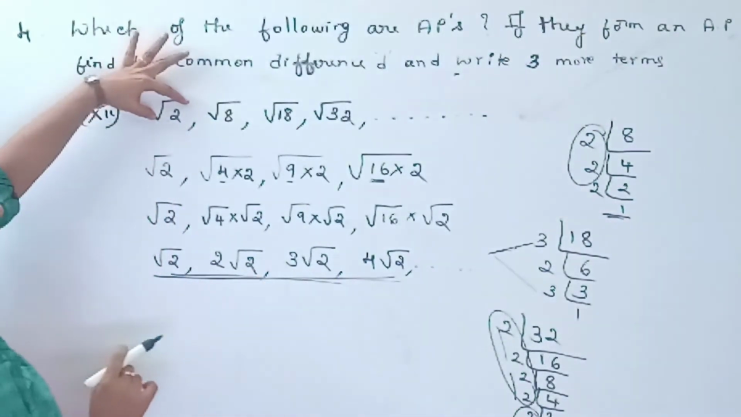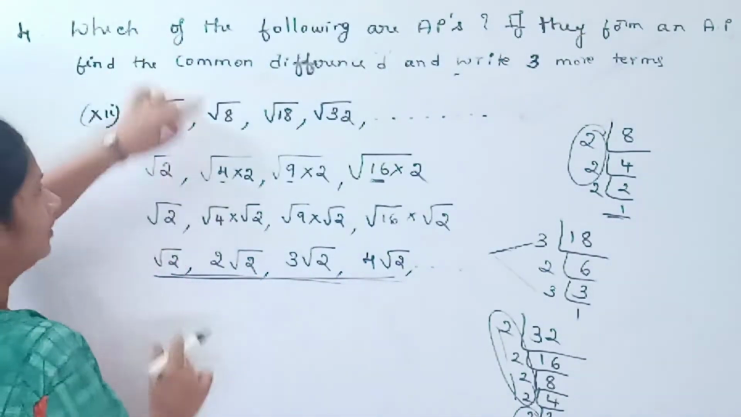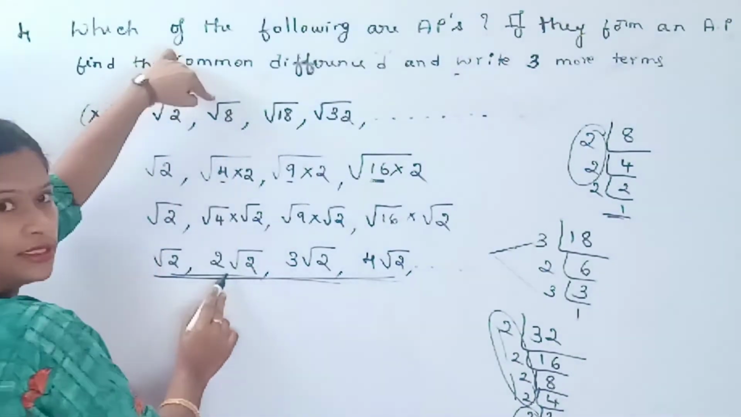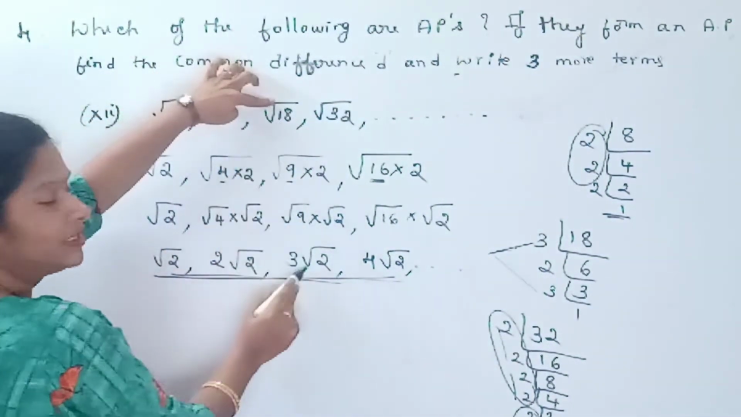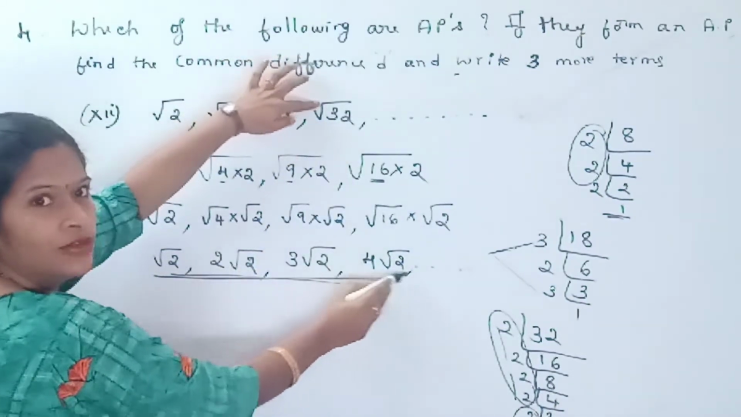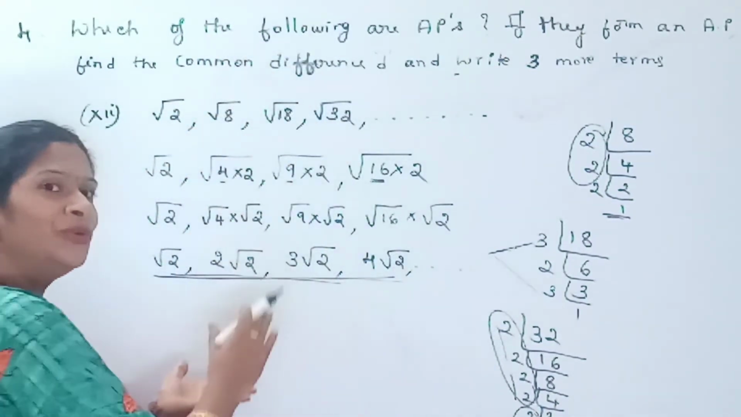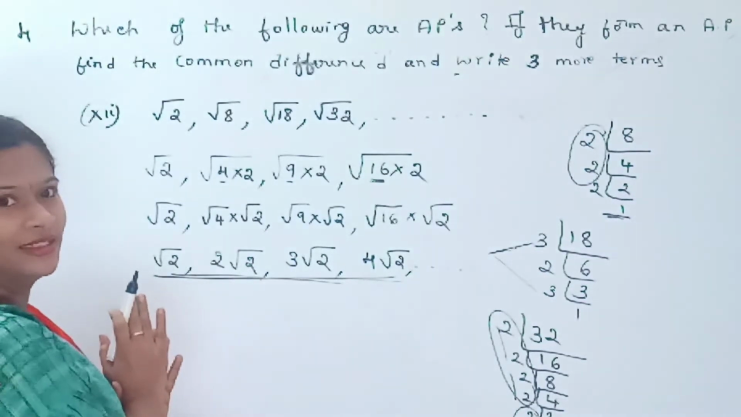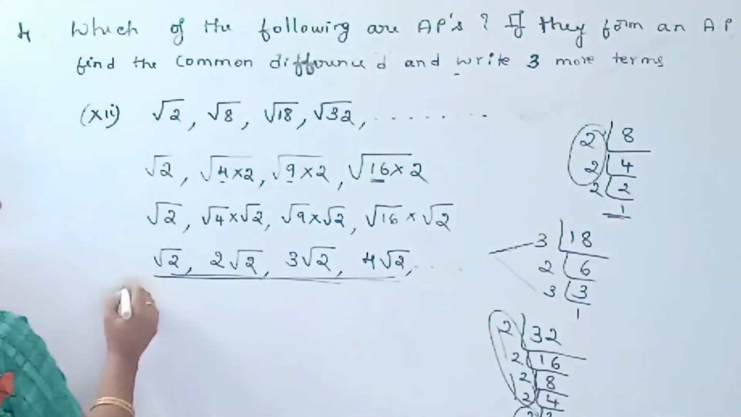Okay, so what is the simplest form of root 2? Root 2 itself. Root 8 simplest form is 2 root 2. Root 18 simplest form is 3 root 2. Root 32 its simplest form is 4 root 2 and so on. Now you find the common difference, children. Is it clear? Now you have to find the common difference.